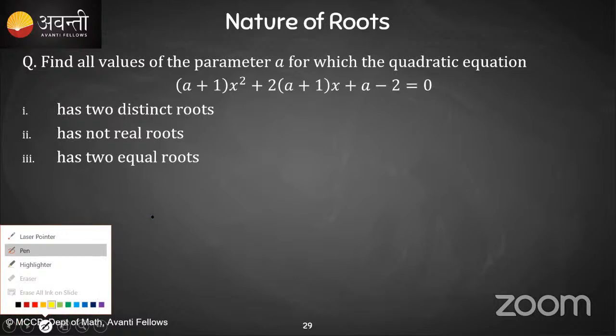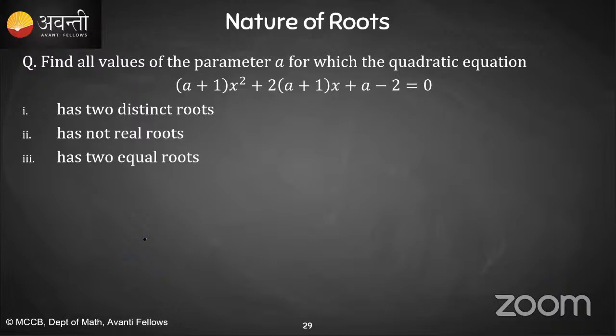Look everyone, in the question it is clearly mentioned it is a quadratic expression. It means the coefficient of x square will not be 0. So it means a cannot be equal to -1. The question is asking us to find the values of parameter a for which the quadratic expression has two distinct roots, meaning there should be two different roots.